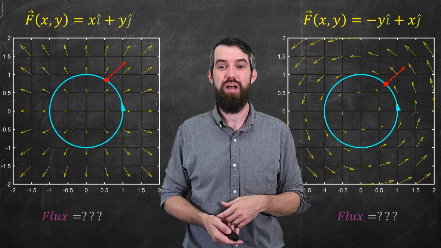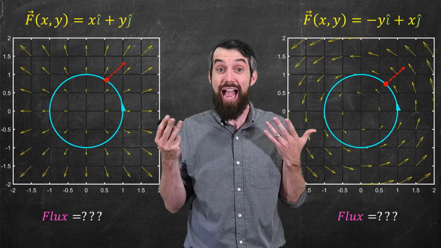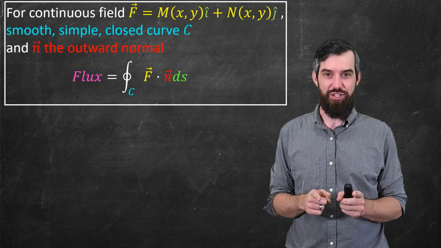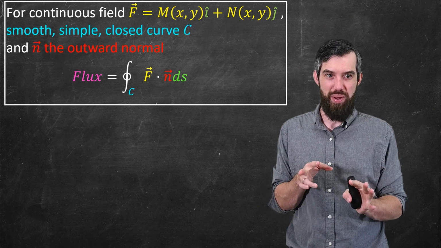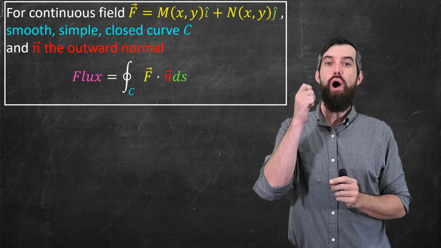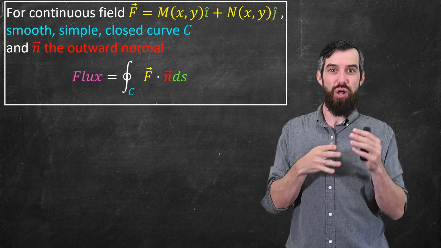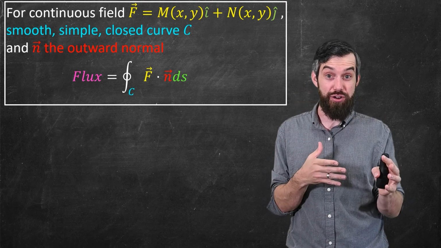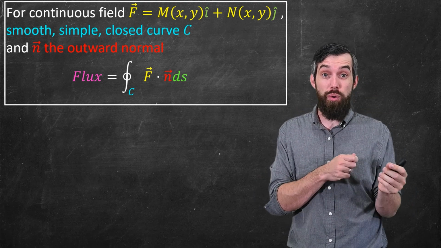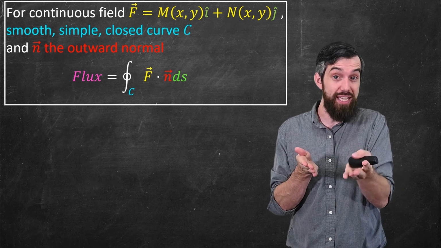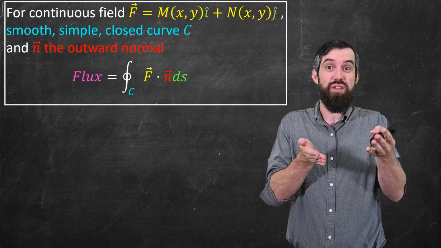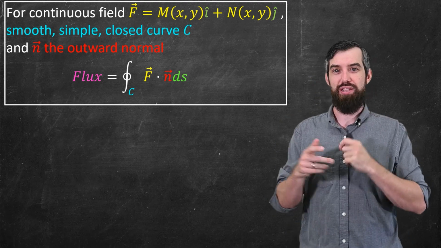So I want to come up with some formula that describes this idea of flux. So here's my equation. Let's ignore the preamble for a moment. The formula is the flux is the integral of F dot N ds, integrated along the curve. It's this particular line integral. This is almost the exact same thing as what we defined for flow integrals. It was just that flow was F dot T, the tangential component, and flux is F dot N, the normal component.